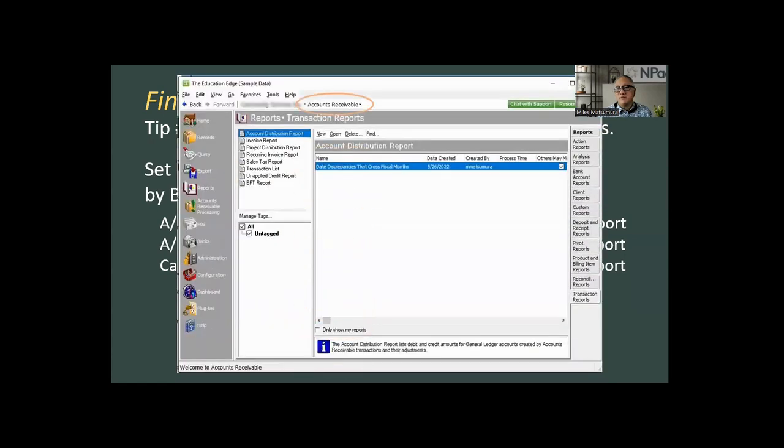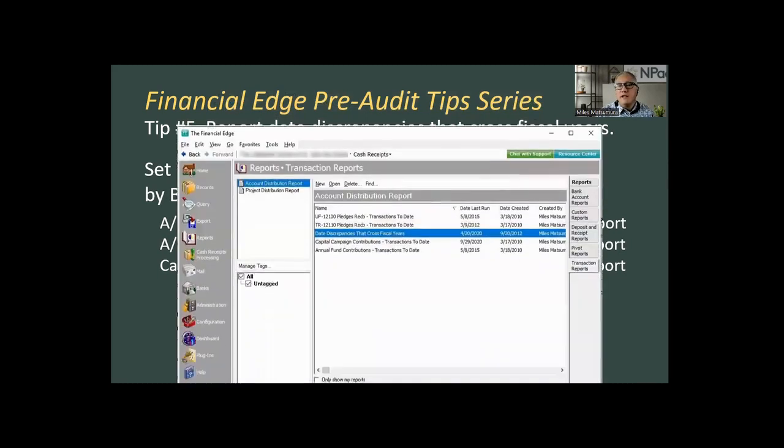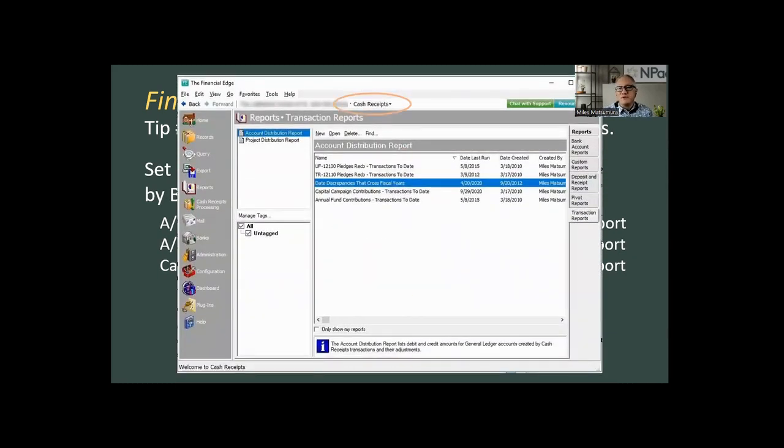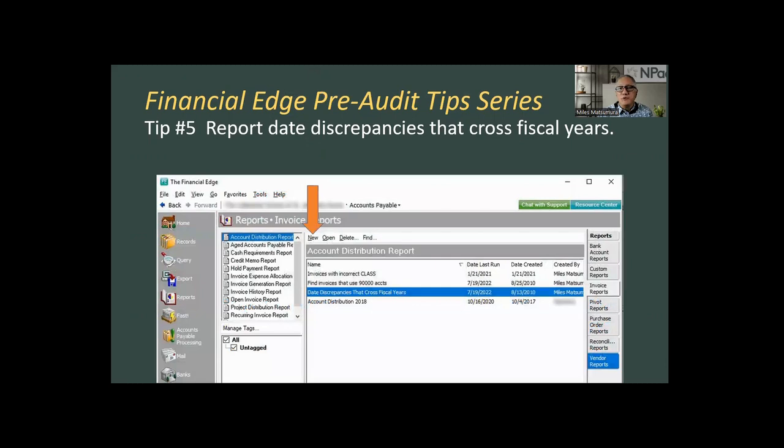In the Accounts Receivable module, you'll go to Reports, Transaction Reports, then Account Distribution Report. In the Cash Receipts module, you'll go to Reports, Transaction Reports, then Account Distribution Report. In each case, you begin by clicking on New.